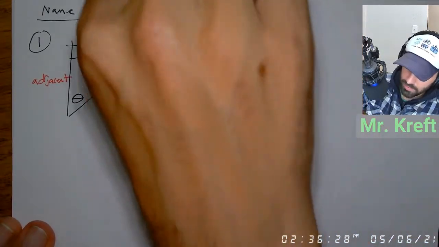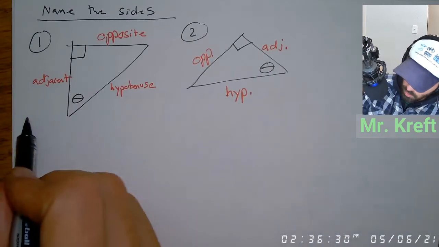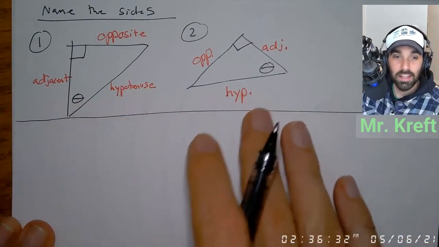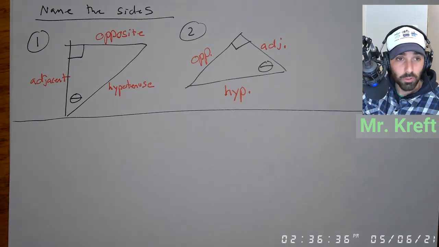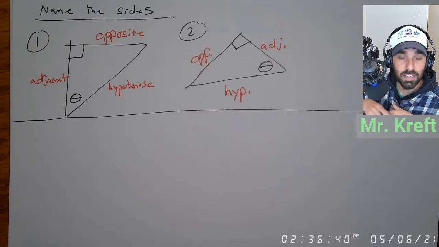Okay. How did we do there, guys? Because this is really important. We can't do trigonometry unless we can identify sides based on the reference angle. So are we doing okay? Do we need more practice? Where are we feeling with this, guys?